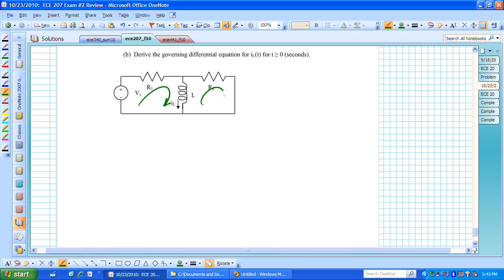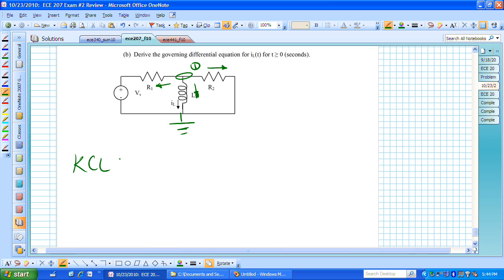You could say, I want to write two mesh equations, an I1 and an I2. Or you might say, that gives me two equations in two unknowns. What if I looked at this particular node right here? Then I just have the one node voltage relative to this reference node, and all I have to do is write KCL at that one node, summing these three currents leaving that node to obtain the governing differential equation that I need.